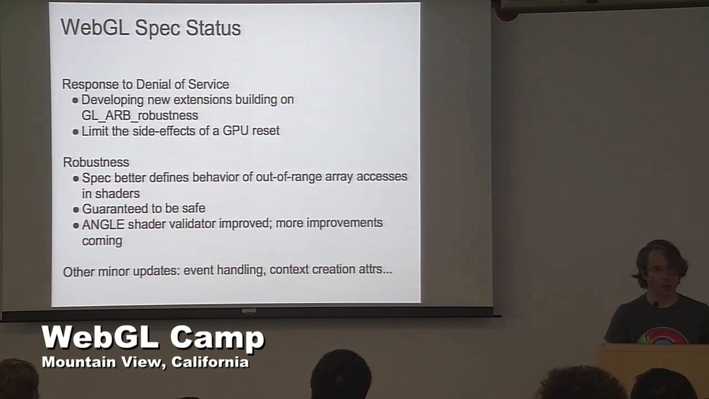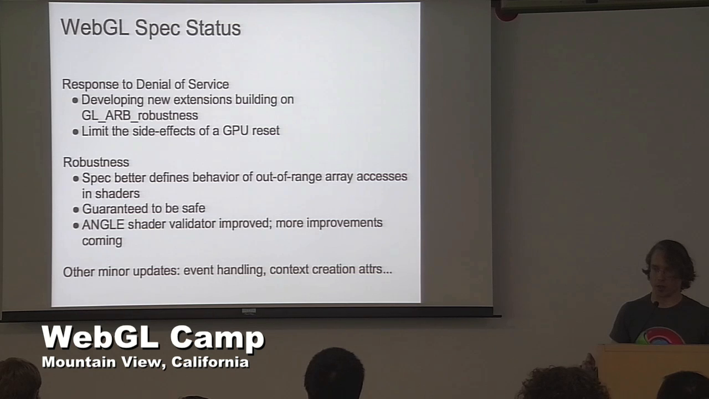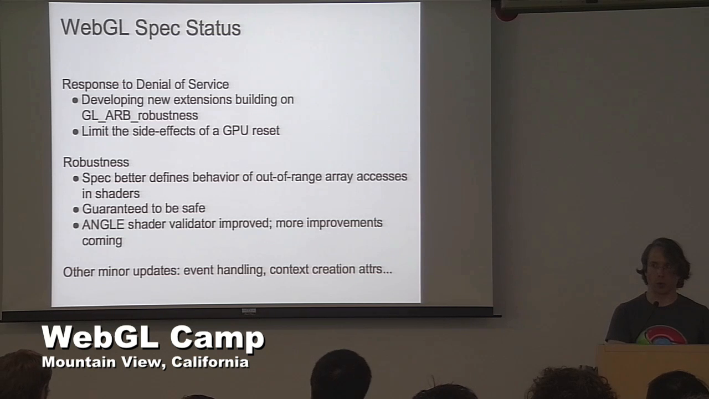Okay. So how did we respond to the denial of service issue? Again, GL robustness is the lowest level solution to this problem on the majority of platforms. It's already out there. The web browsers, including Chrome, are beginning to incorporate that support so that it's really robust. We are developing new extensions building on GL robustness to basically limit the side effects of a GPU reset. Okay, so that limit the side effects of what a bad WebGL app could do if it submitted a whole bunch of work to the GPU and caused it to go away for a long period of time.